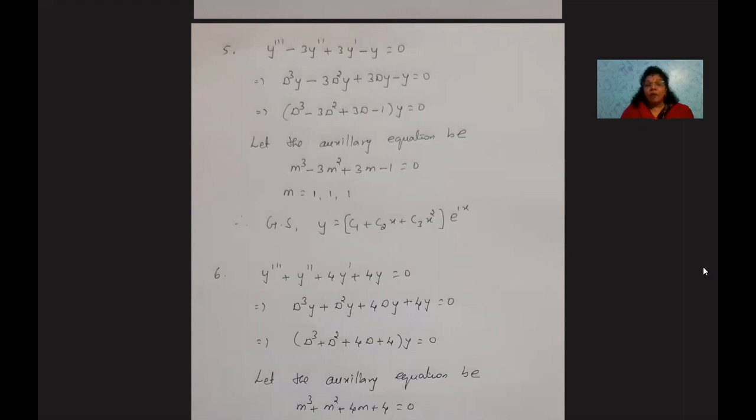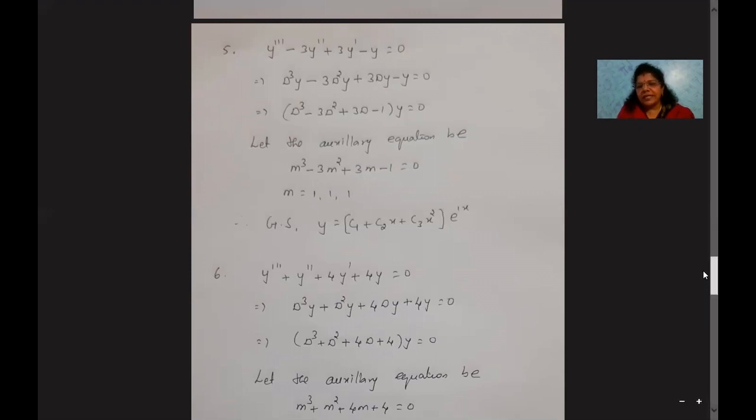standard form of the given equation: (D cubed minus 3D squared plus 3D minus 1) of y equal to 0. The auxiliary equation for this equation is m cubed minus 3m squared plus 3m minus 1 equal to 0. We'll obtain the roots as repeated real roots, that is 1, 1, 1. So again, case 2, that is (C1 plus C2 x plus C3 x squared) e to the power 1x.